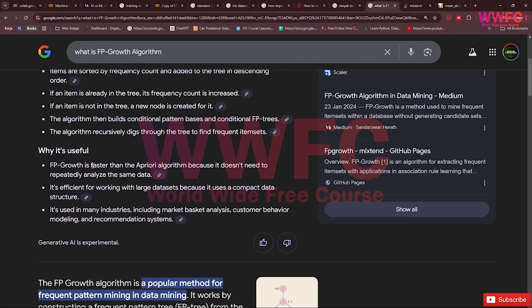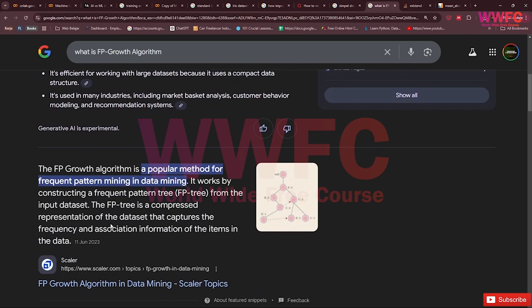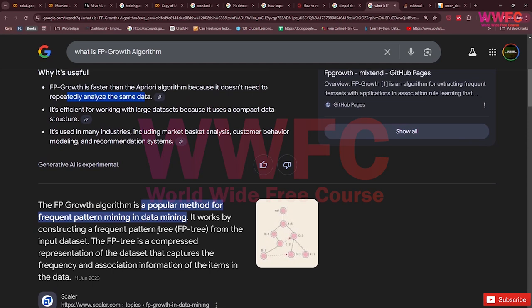Why is it useful? FPGrowth is faster than the Apriori algorithm because it doesn't need to repeatedly analyze the same data. It's efficient for working with large datasets because it uses a compact data structure. It is used in many industries, including market basket analysis, customer behavior modeling, and recommendation systems. So this is one of the popular methods for frequent pattern mining in data mining. It works by constructing a frequent pattern tree from the input dataset.